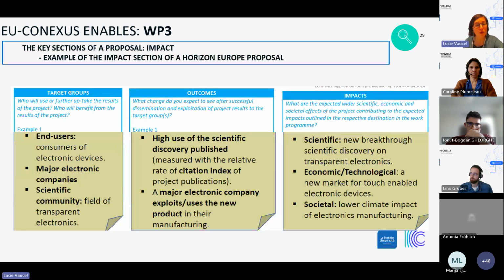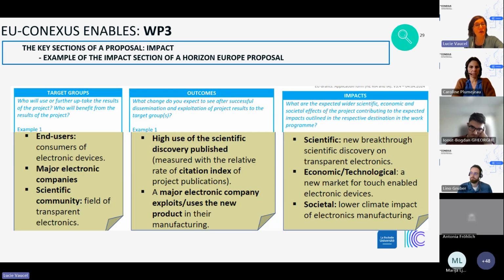To follow on that, with the same example, let's see what would be target groups, outcomes, and impacts based on the same example and the same context. Examples of target groups could be end users, consumers of electronic devices. You could also have as target groups major electronic companies. You could also have the scientific community working in the field of transparent electronics.